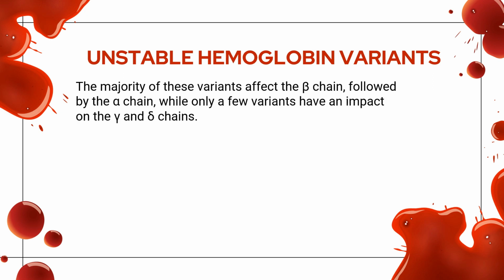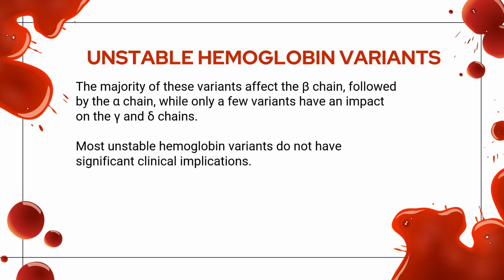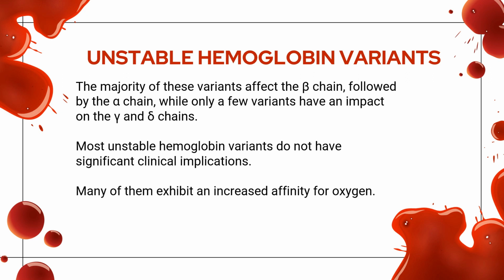The majority of these variants affect the beta chain, followed by the alpha chain, while only a few variants have an impact on the gamma and delta chains. Each variant carries its own distinctive characteristics. Now, here's a fascinating fact: although most unstable hemoglobin variants do not have significant clinical implications, many of them exhibit an increased affinity for oxygen. It's like a secret superpower hidden within our very own red blood cells.